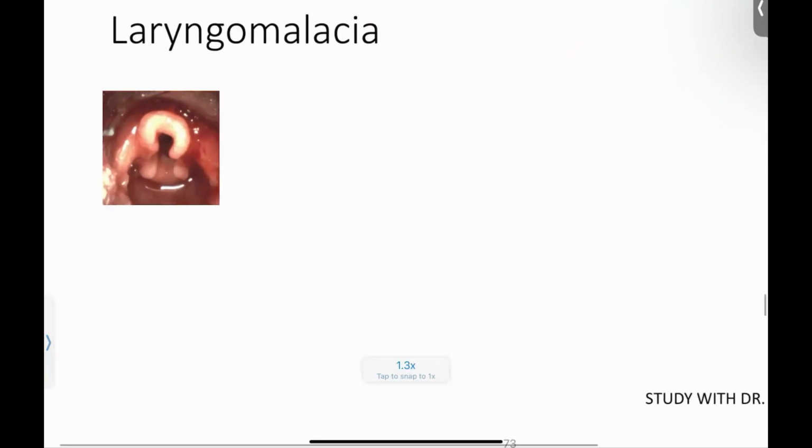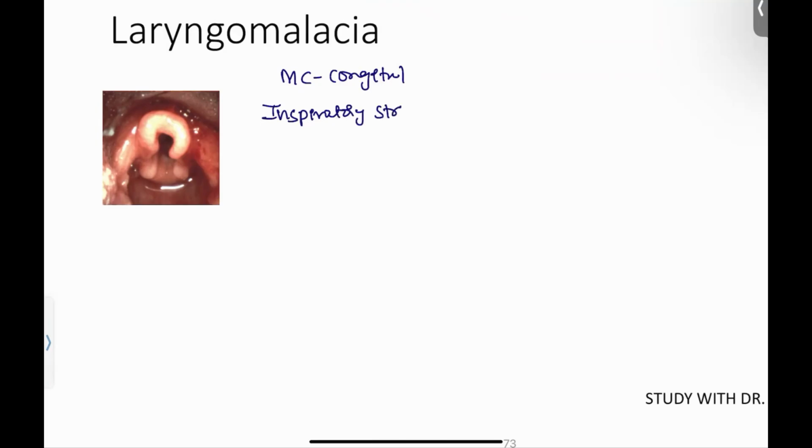Next topic, laryngomalacia. We all know that this is the most common laryngeal disorder, congenital in the patients. Okay. So what is the type of the stridor? This is the inspiratory stridor. And how is this inspiratory stridor present in the patient? Usually when the patient is crying, the pitch will also increase. And if the baby is in the prone position, the inspiratory stridor will be decreased.